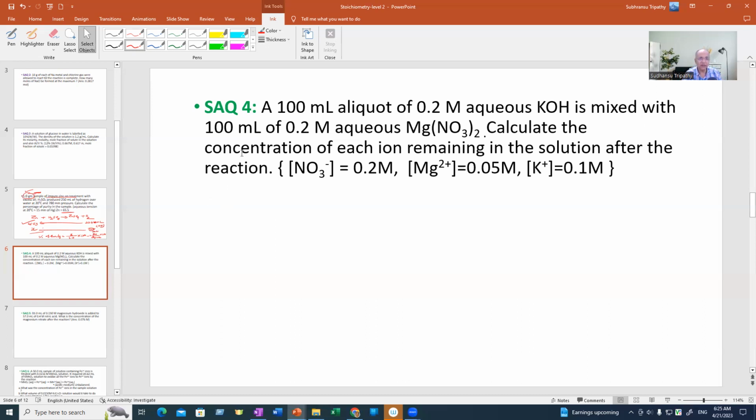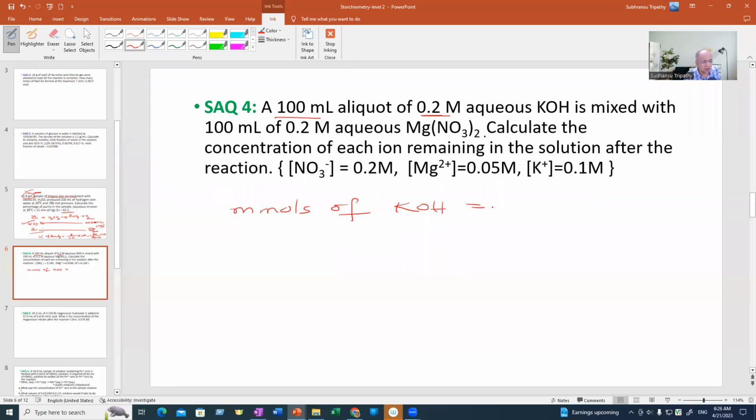Now, let's see, you tell me the number of... I am fond of calculating in terms of millimoles, because the calculation becomes easier. If I use liters, 0.1 into 0.2 becomes 0.02, and addition, subtraction will need either a calculator or some pen and paper. So I used to say millimoles. Tell me millimoles of KOH, how much? Volume in milliliter into molarity is the number of millimoles. It is easier for calculation. So 100 into 0.2, how much? Tell me how much?